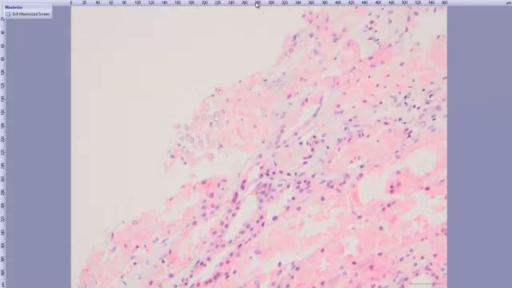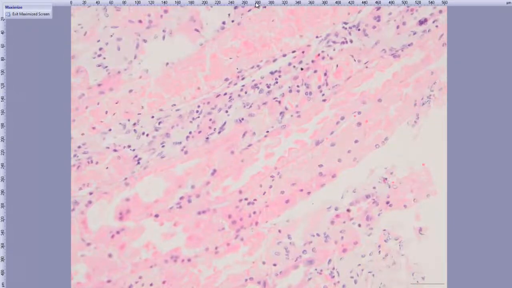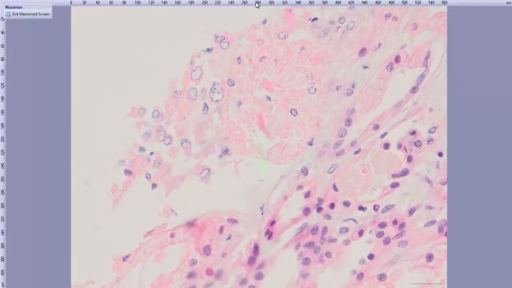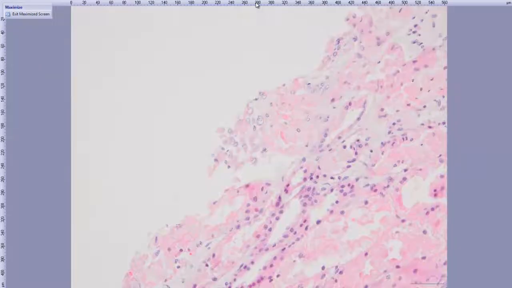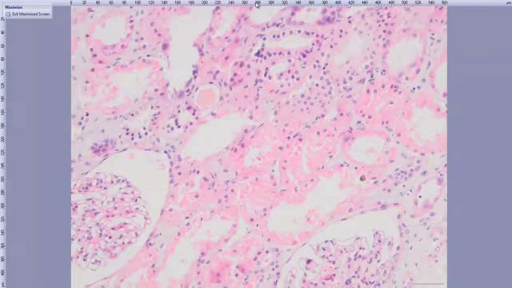On closer inspection, we can actually make out this eosinophilic inclusion-like material within the lumen. I'll show you better ones. And within the cytoplasm of the epithelial cells. Look, this one actually looks kind of crystalline and rhomboid in shape. These look like they're within the cytoplasm of the proximal tubular epithelial cells.